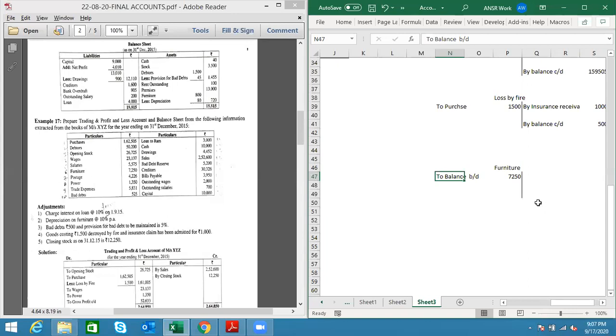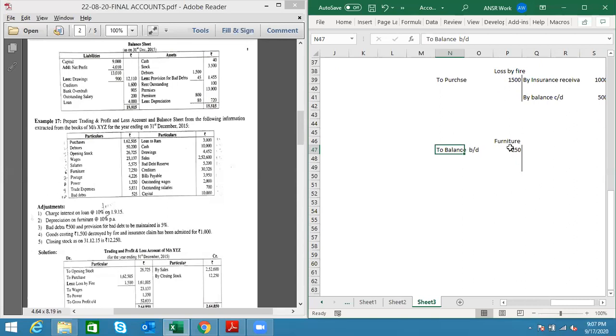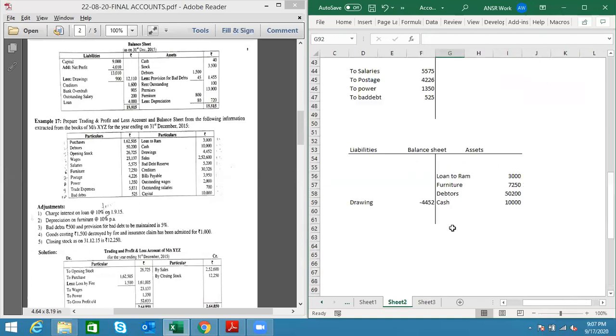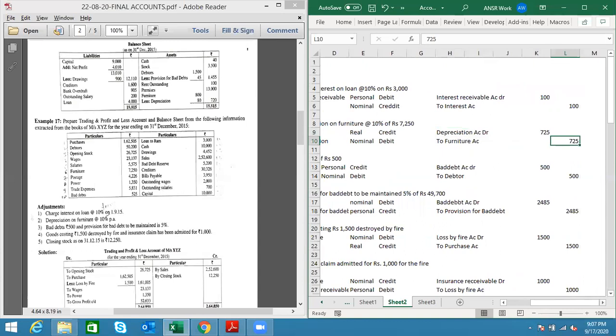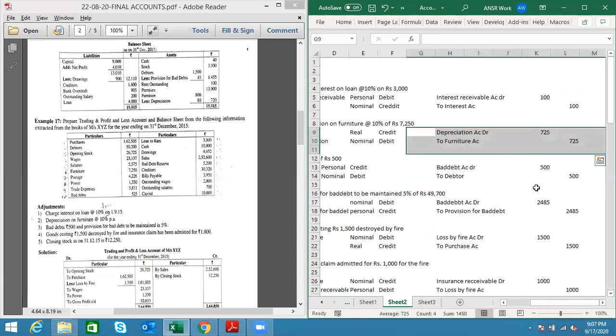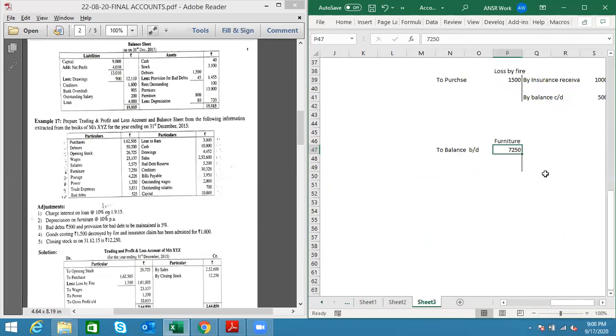So now what I'm trying to do is here. I got the 7,250 from the trial balance. Now, just a few moments back, we entered an entry called depreciation account debit to furniture account. And mind you, this entry is after the trial balance. Here, is the furniture account debited or credited in this entry? Credited. So if I post this entry in the ledger, which side will it be posted in? Credit side, right?